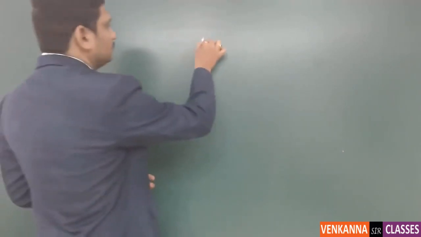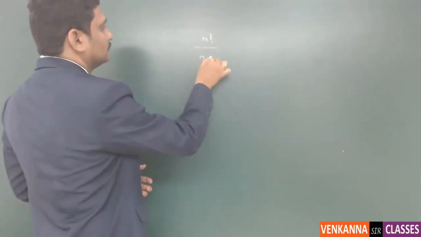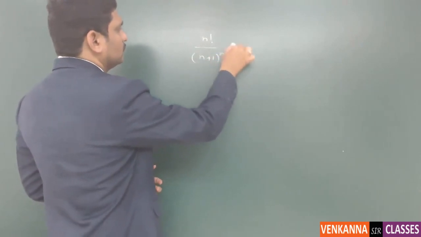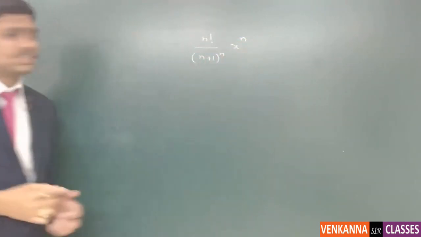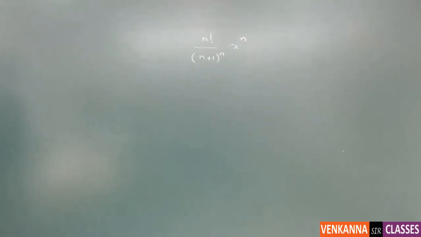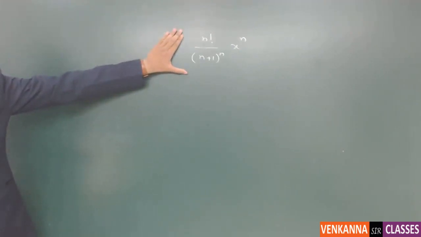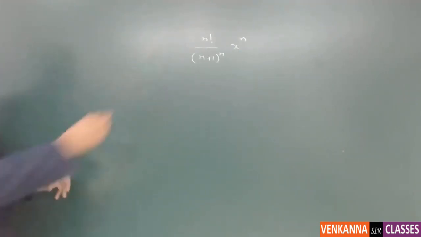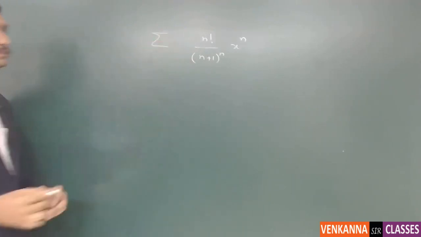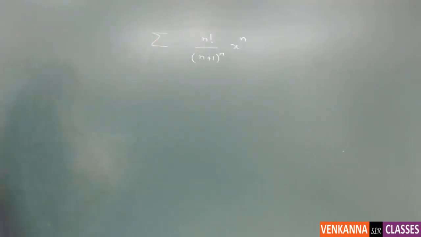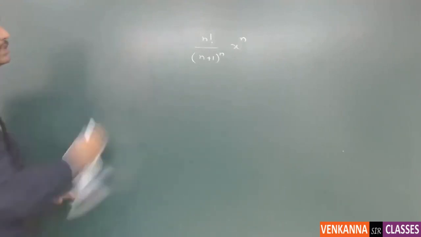So n factorial by n plus 1 whole power n into x power n. This was the question, right? So first of all, tell me what method you have approached here to verify the convergence. Ratio test. That is right. So let us go with it again.